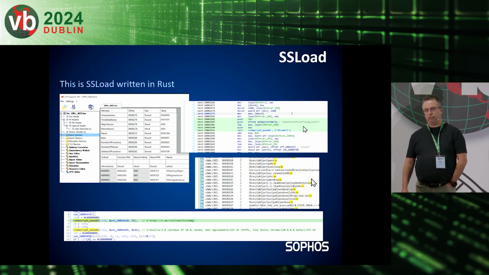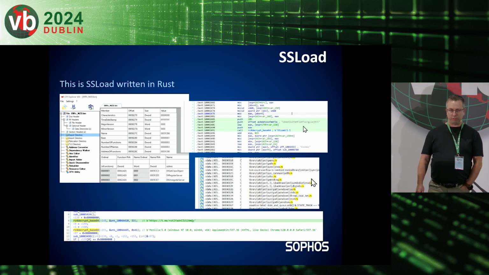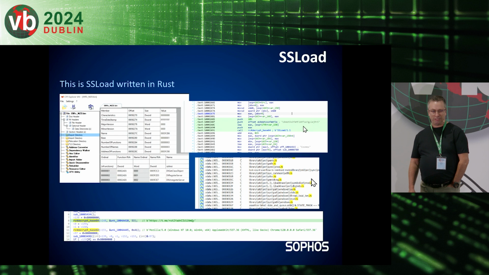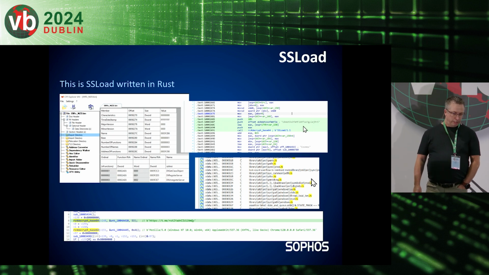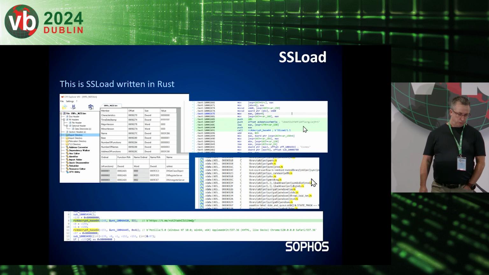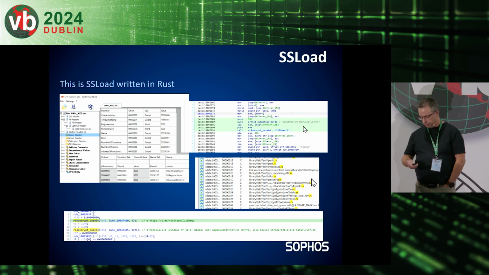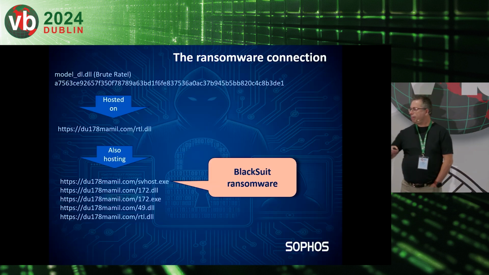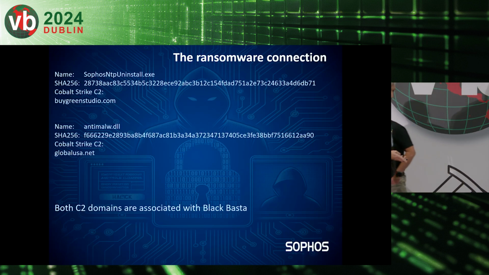SSLoad is written in Rust. I'm not sure how many of you have seen the Rust presentation yesterday, but it's very difficult to reverse. But we did actually find the functions responsible for the strings obfuscation. And when you do actually decrypt the strings, you find the name of the malware and also C2 information. Thank you.